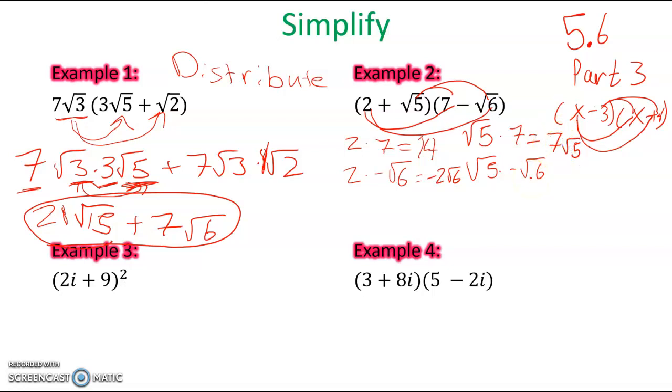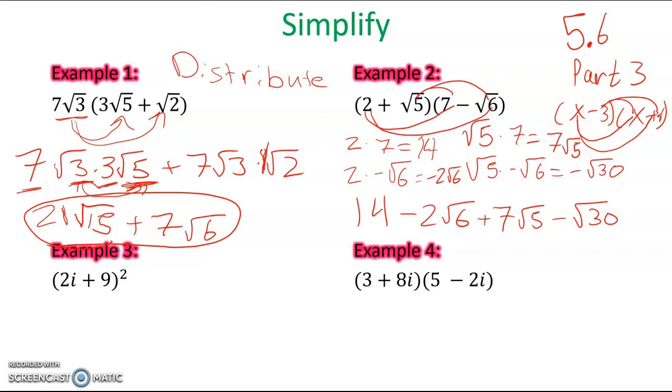And then right here, I got the square root of 5 times the negative square root of 6. These two numbers are both underneath the radical symbol, so I'm going to combine those to get negative square root of 30. All right. And then if we combine them all together, we're going to get 14 from what I got here, minus 2 times the square root of 6, plus, because that's a positive 7, plus 7 times the square root of 5, minus the square root of 30.